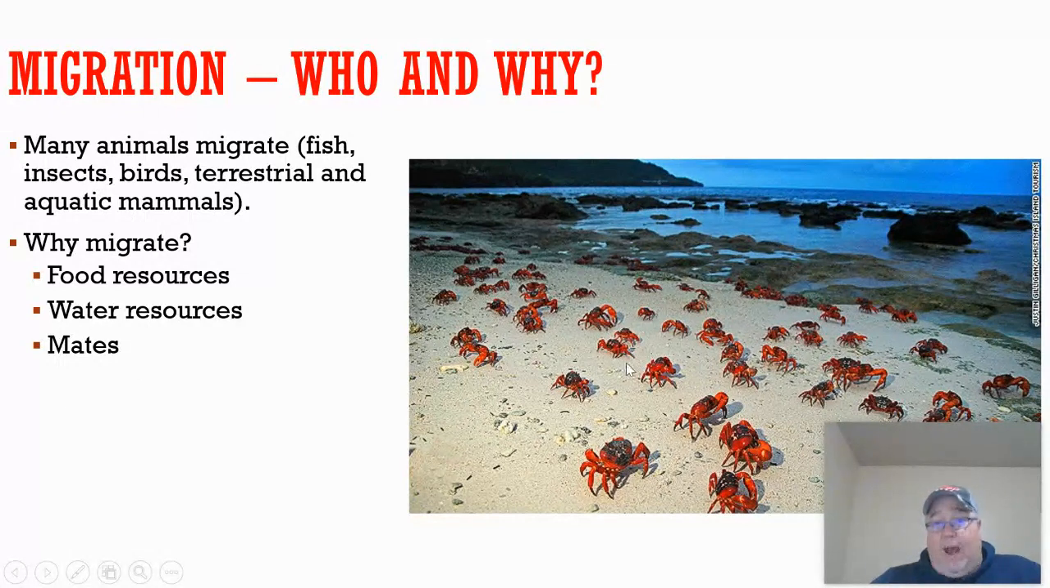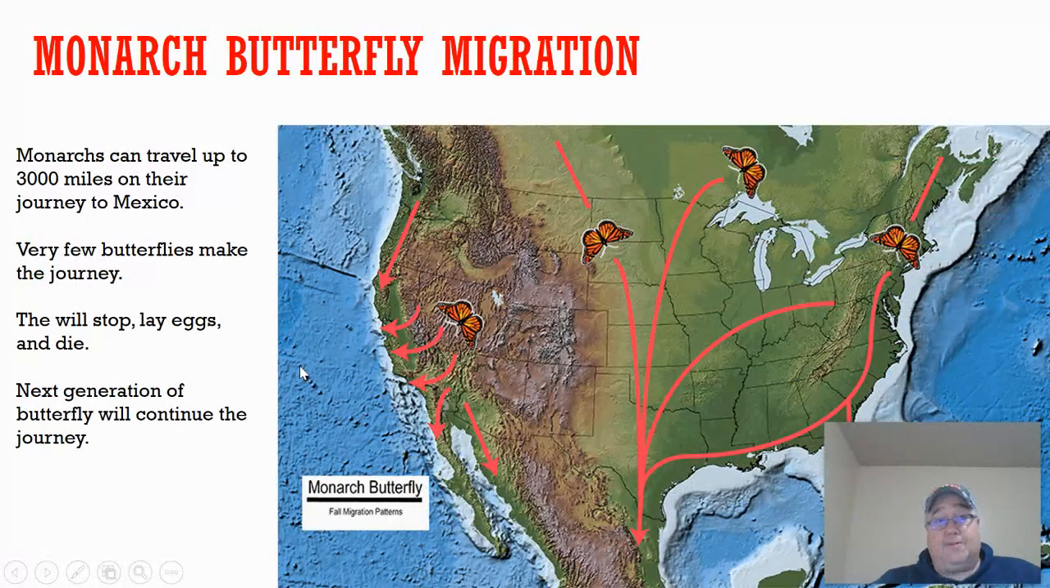Mates, these crabs here in this picture. These are red crabs on an area called Christmas Island. It's in the Pacific Ocean, down by Australia and New Zealand, that area. Anyway, these crabs every year, thousands and thousands of them, migrate out to the ocean to mate, and then they'll come back in, and the whole island is covered in these red crabs. Kind of an interesting thing, but it's mainly just for mating purposes.